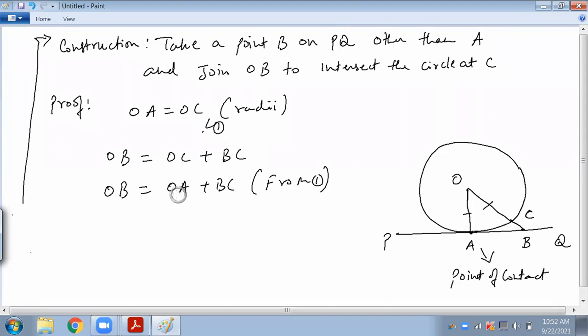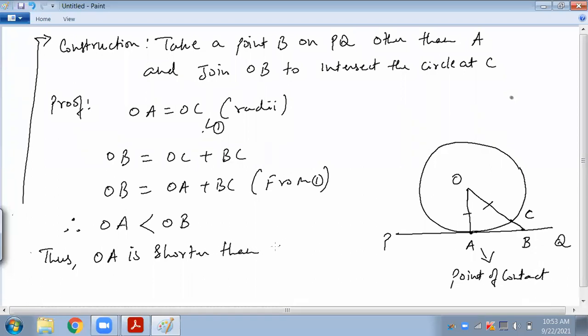Now, since OB is equal to OA plus BC, that means each of them, OA and BC, will be less than OB. So therefore, OA is less than OB. And if OA is less than OB, what does it mean? That means OA is shorter than OB.